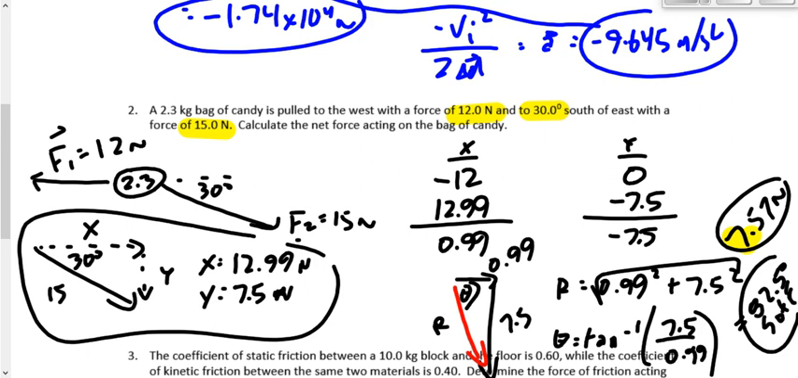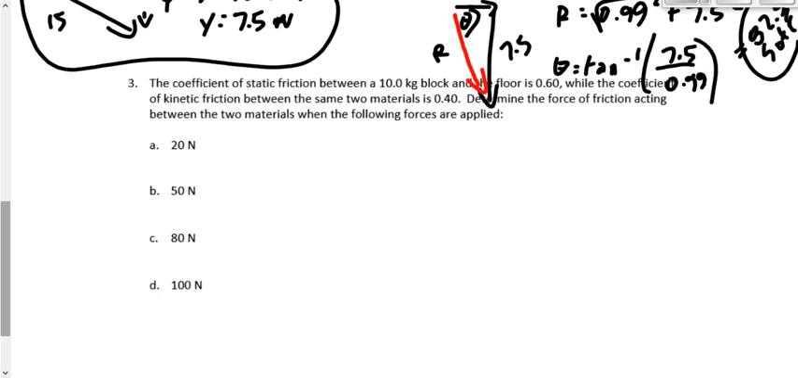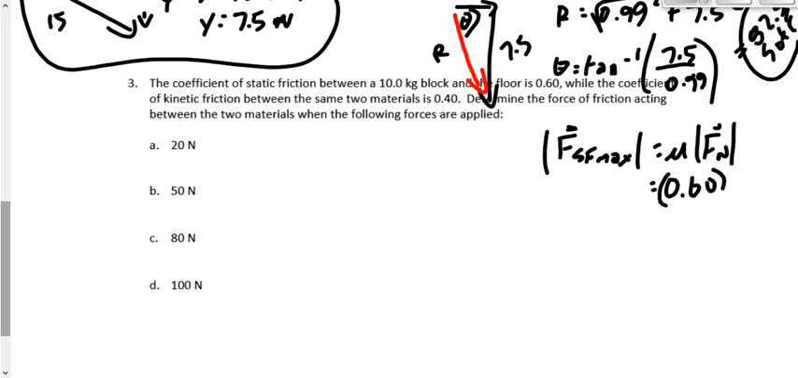Okay, 3. This is a really well done question, actually. The coefficient of static friction between a 10 kilogram block and the floor is 0.6. Kinetic friction is 0.4. What's the force of friction? Well, we need to know what the maximum force of friction is, right? F_S max is equal to mu times the normal force, which is 0.60 times 10 times 9.81. That gives me F_S max of 58.86 newtons.